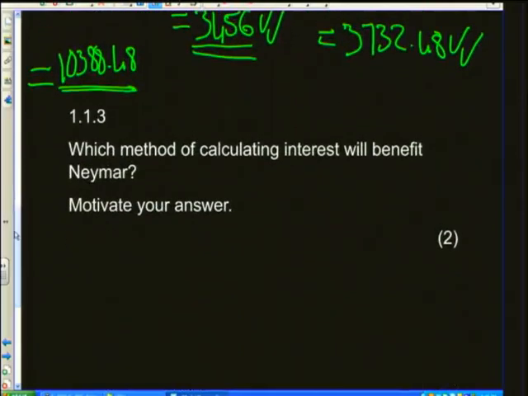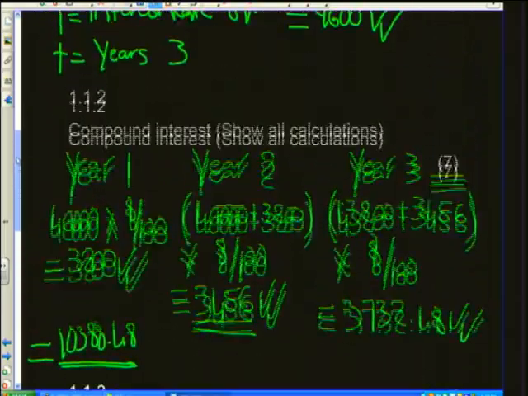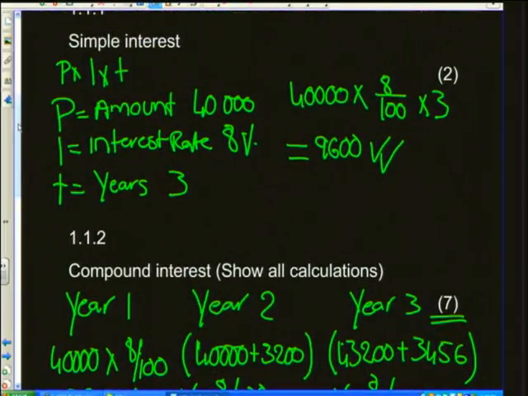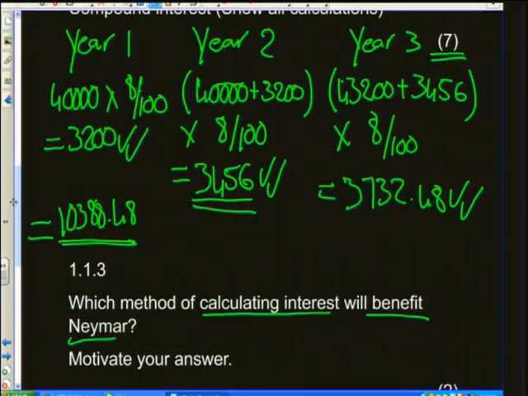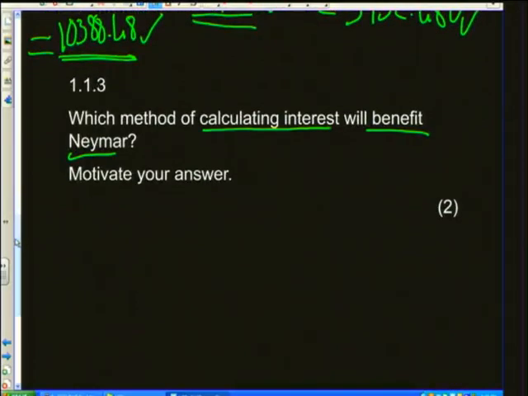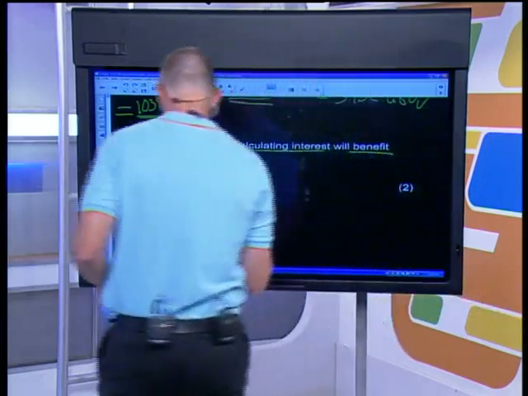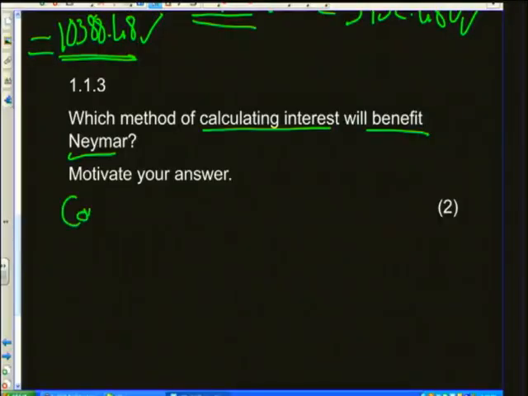Which method of calculating interest will benefit Neymar? So let's just go back to our previous one. The simple interest after 3 years gave us 9,600 Rand. Using compound interest after the 3 years gave us 10,388 Rand and 48 cents. Right, so we are obviously going to go with compound interest. Why? Because we've earned more money over the long run than we would have with simple interest. So yeah, we're going to go with compound interest.